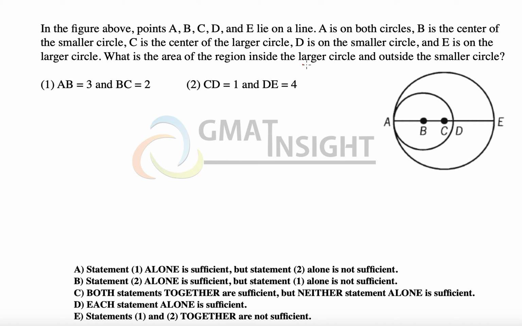What is the area of the region inside the larger circle and outside the smaller circle? So we need to find out the area inside the larger circle and outside the smaller circle. That means we need to find out this area.